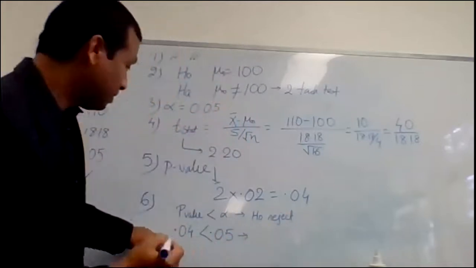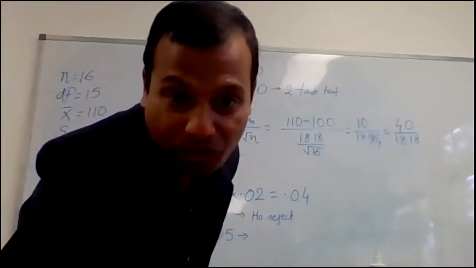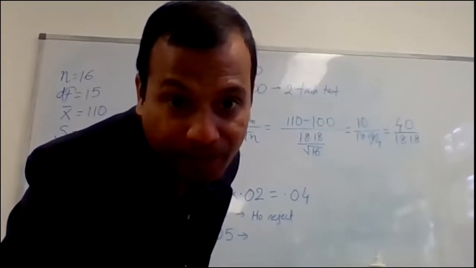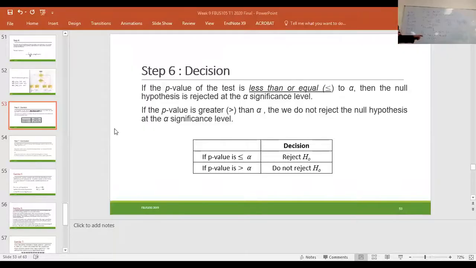So what is the decision rule? If p is less than alpha, reject h naught. We are getting the p-value less than alpha? Yes, 0.04 is less than alpha, which was in the question, 0.05. So that means we need to reject the h naught.